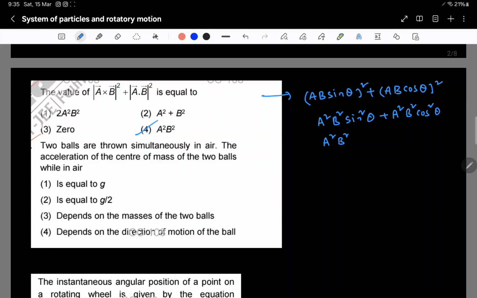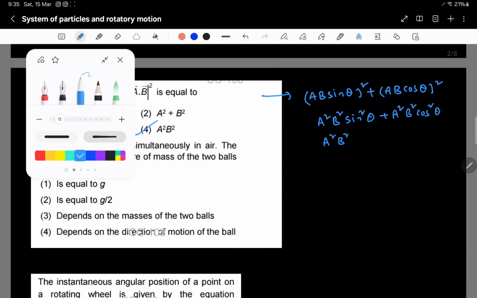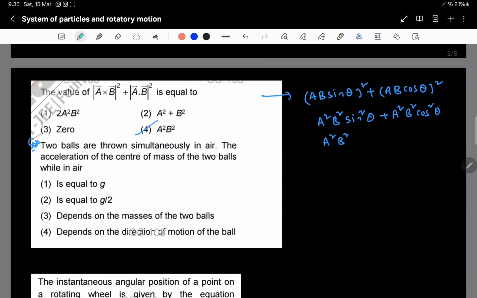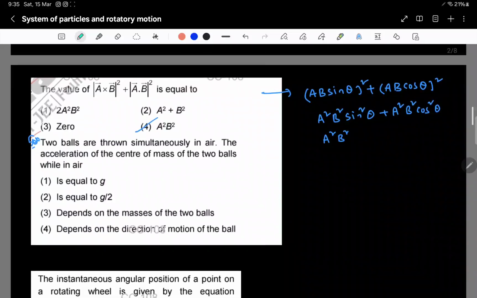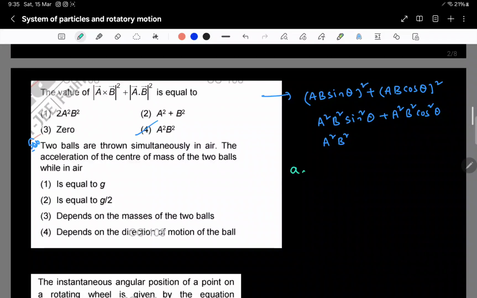Next, two balls are thrown simultaneously in air. What is the acceleration of the center of mass of the two balls while in air? It is important, students. Please concentrate. Now here, two balls are thrown simultaneously, center of mass. So the center of mass acceleration ACM equals m1a1 plus m2a2 by m1 plus m2. Just two balls of different masses, students.